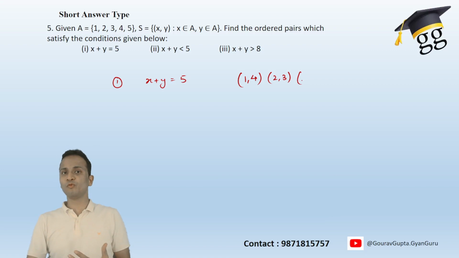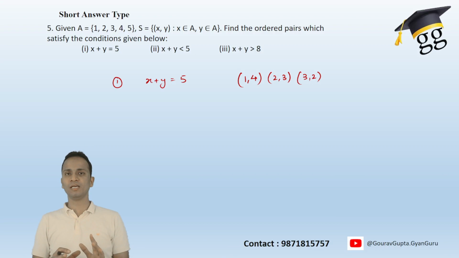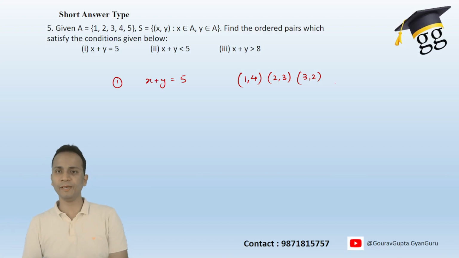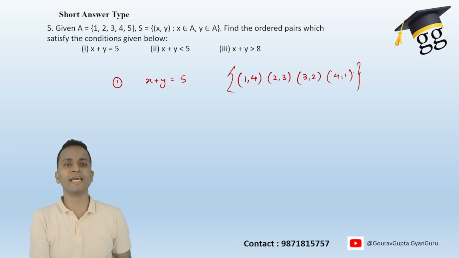Now, sometimes we do not consider these sets. 3 plus 2 is also 5. So 2 plus 3 and 3 plus 2. Since we are looking at ordered pairs, you have to be careful that 2 comma 3 is different from 3 comma 2. Okay. And finally, you can write 4 comma 1. So these will be the 4 ordered sets for the first question, which satisfies x plus y is equal to 5.